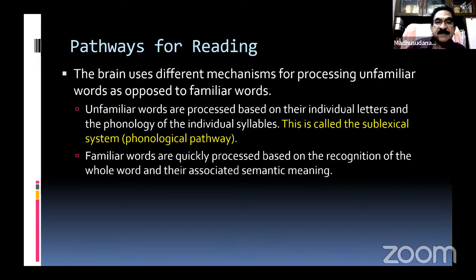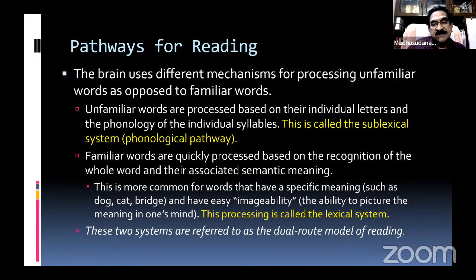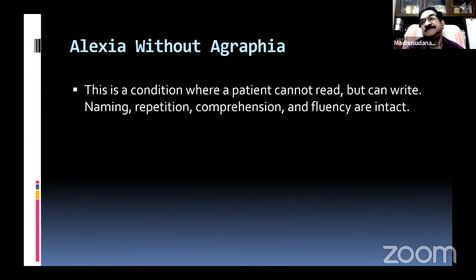Familiar words, on the other hand, are quickly processed based on recognition of the whole word and its associated semantic meaning. This is more common for words that have specific meanings such as dog, cat, bridge, etc. They have easy imaginability, the ability to picture the meaning in one's own mind. This processing is called the lexical system. These are the two systems which I mentioned earlier.